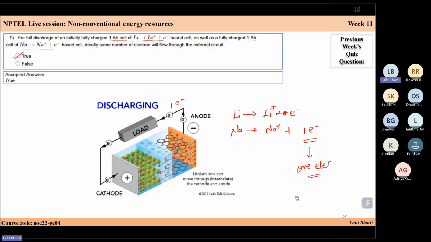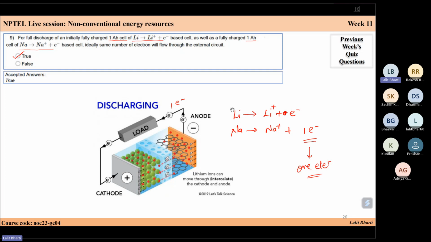Ideally, the same number of electrons will flow through this. We can see the reactions clearly: for a single reaction, you are getting lithium plus and 1 electron, and for sodium also, you are getting sodium plus and 1 electron. So basically, you are getting 1 electron. So it is true that the number of electrons will be the same throughout the external circuit. Just your voltages will be different depending on the electrochemical series and depending on the counter electrode.